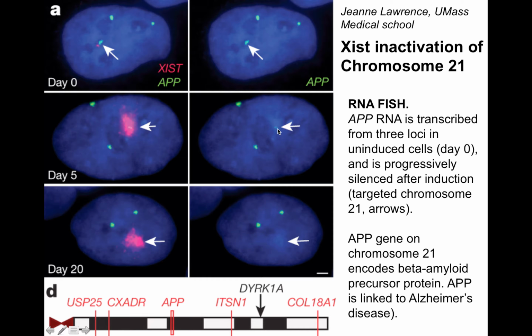And if we let the experiment go until 20 days, we're still expressing that Xist RNA, and that chromosome is no longer active. It's no longer expressing the APP gene.